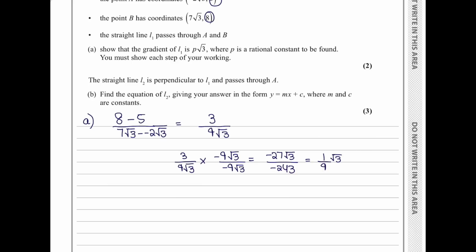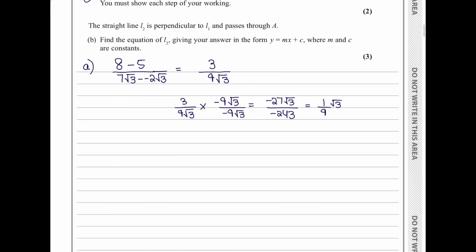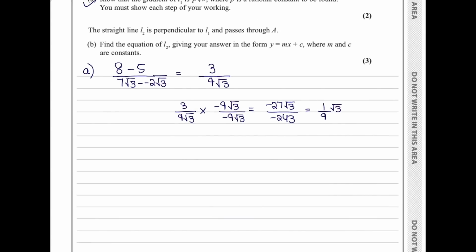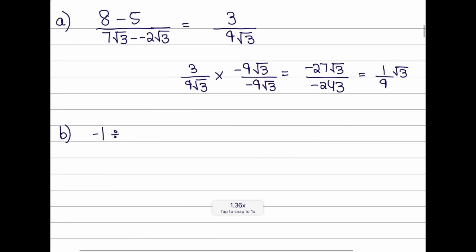After that, the straight line L2 is perpendicular to L1 and it passes through A. Find the equation of L2, giving your answer in the form y equals mx plus c. Now obviously the gradient of the other line, since it's perpendicular, would be negative 1 divided by 1 over 9 root 3, which is equivalent to flipping it up.